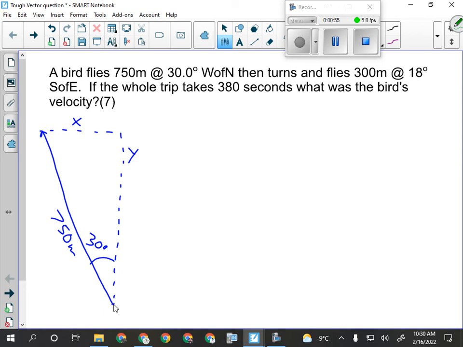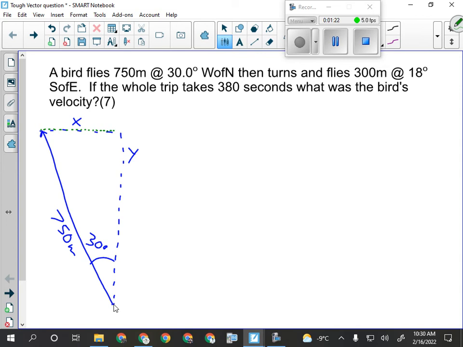Now it's 300 meters at 18 degrees south of east. Now this line is much shorter, and I need to keep that in mind. It's less than half as long as this line. So scale is important. Okay? So when I draw this, I'm going to draw my reference line east, and then I'm going to go 18 degrees south of east for 300 meters.